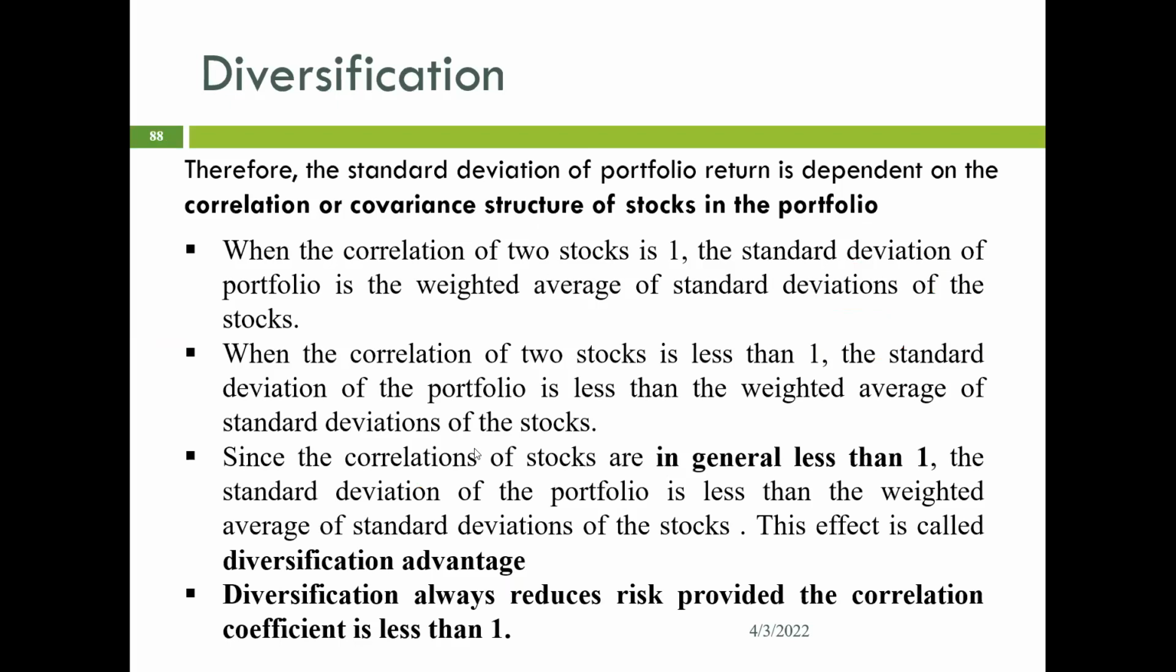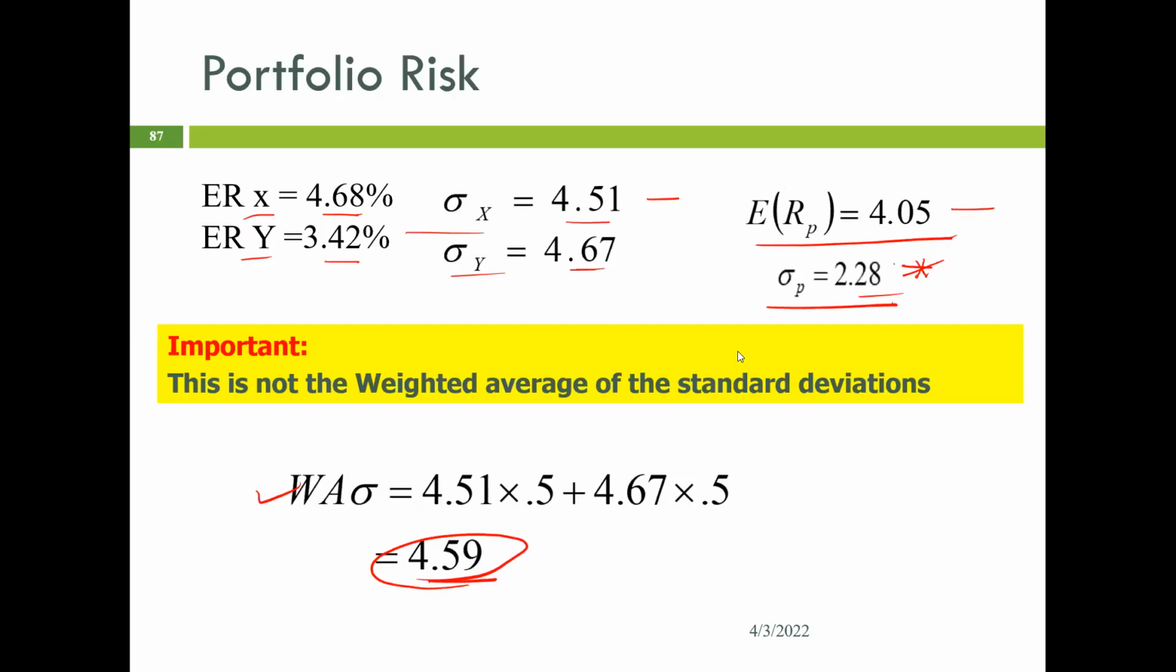Now, if you read this slide very carefully, the standard deviation of portfolio returns is dependent on the correlation and covariance structure of the stocks. So here you can see the portfolio risk really is 2.28. This depends on the correlation and covariance between X and Y. So this is not simply the weighted average standard deviation.